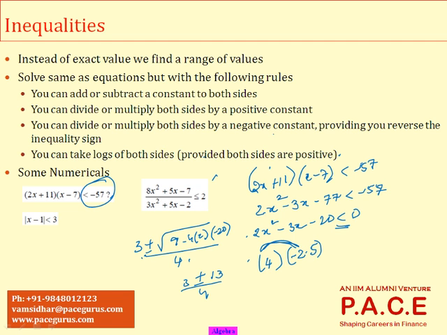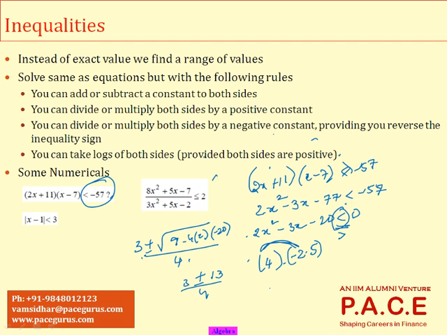Whenever I see a greater than sign here, I say x does not lie between these two, and the rest is fine. So if the same question had been greater than, my answer would have been that x does not lie between minus 2.5 and 4, which means x is less than minus 2.5 or x is greater than 4.